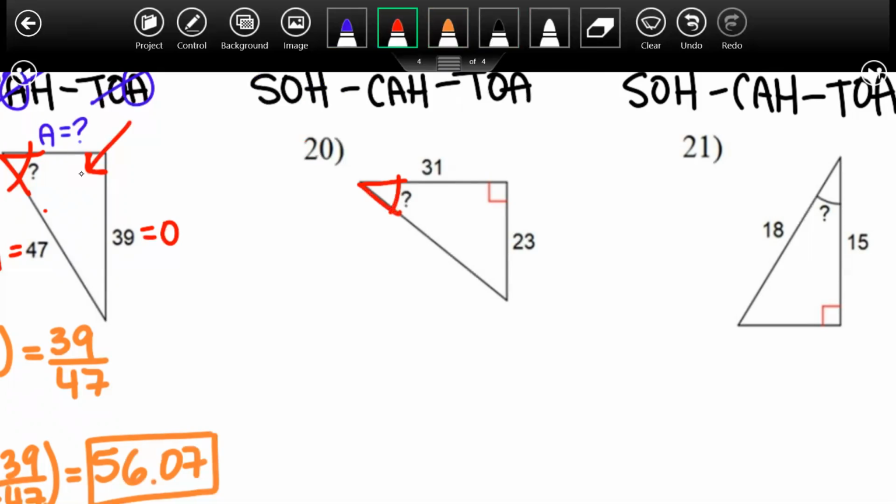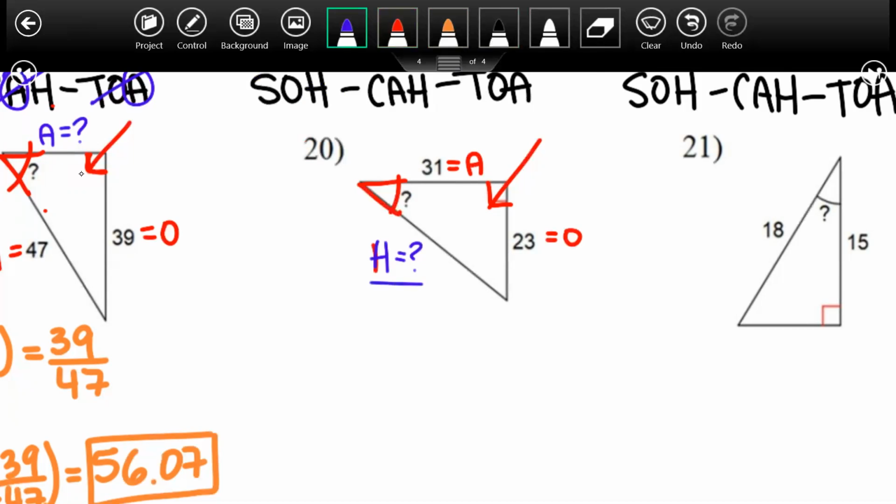We want to be able to label all of our sides. We're going to say the arrow that this forms is going to be the H. We don't have anything for the hypotenuse. The side that the angle does not touch is our opposite. The side closest to it is the adjacent.